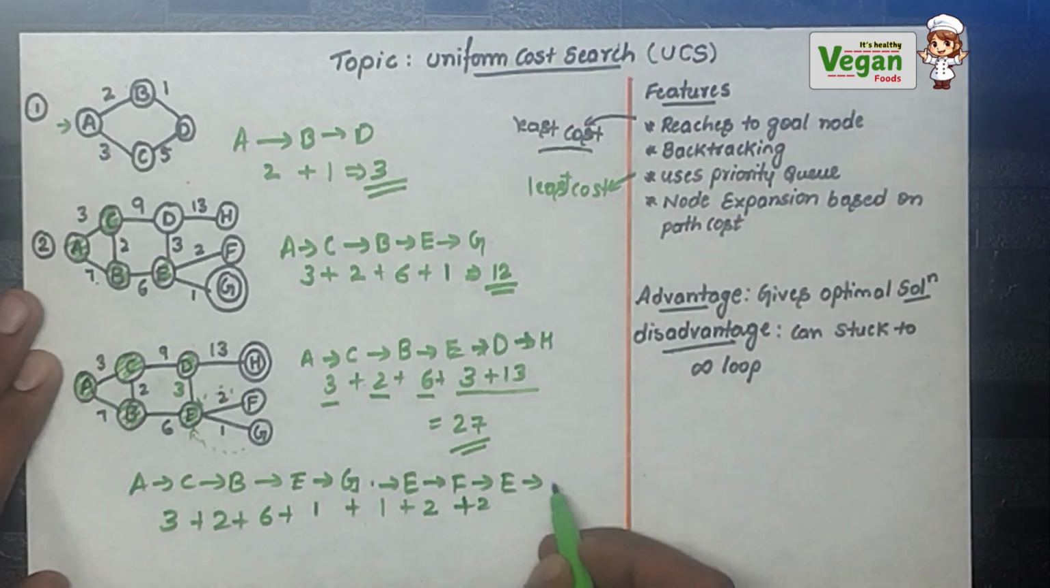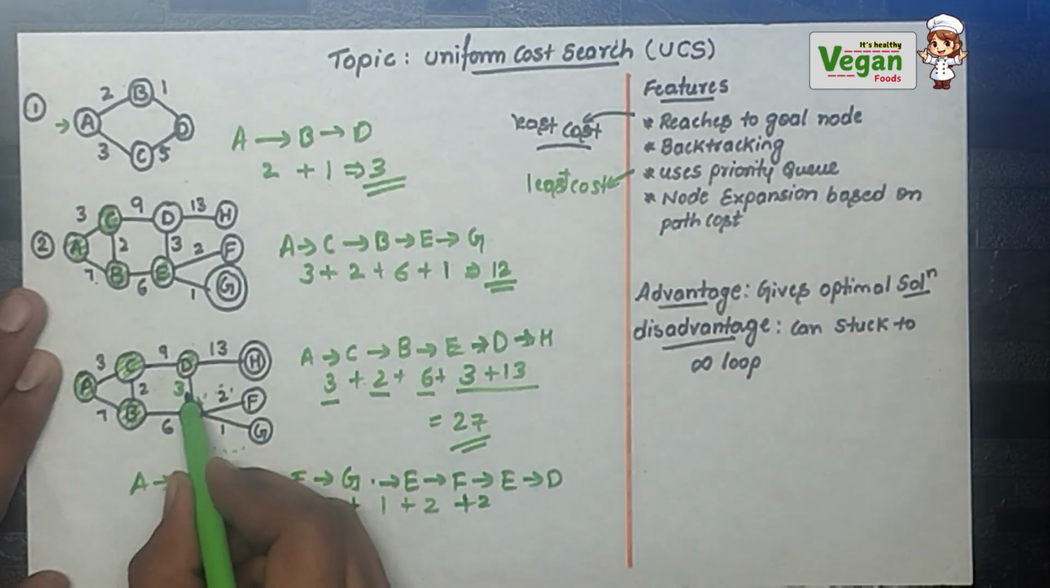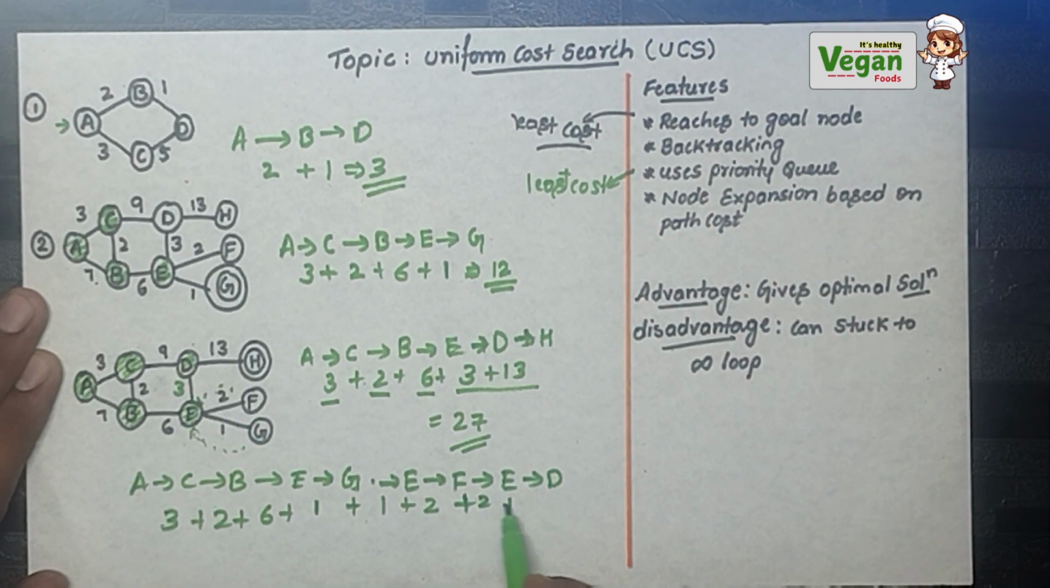Now from E I can go to D. Only one possible path is left. So its cost is 3. From D I can go to H. So its cost is 13.